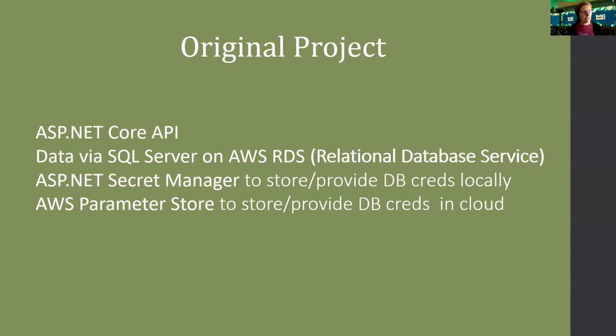But then when you deploy it, the secrets need to be available for the deployed application. So what I also did was take advantage of AWS Parameter Store. That's one of the ways you can store secrets. And so I'm using AWS Parameter Store to store and then access the same credentials from the deployed application that's in the cloud. So that's what the original application did.